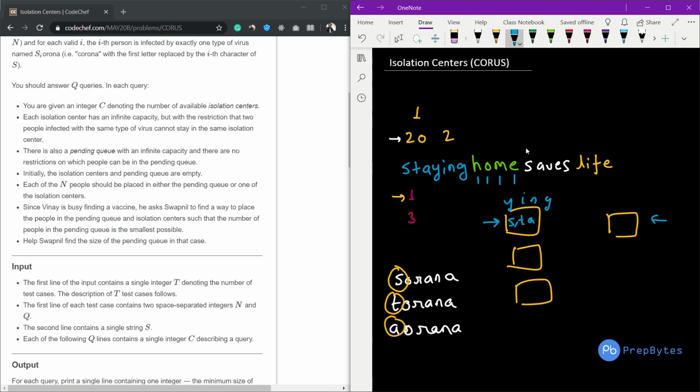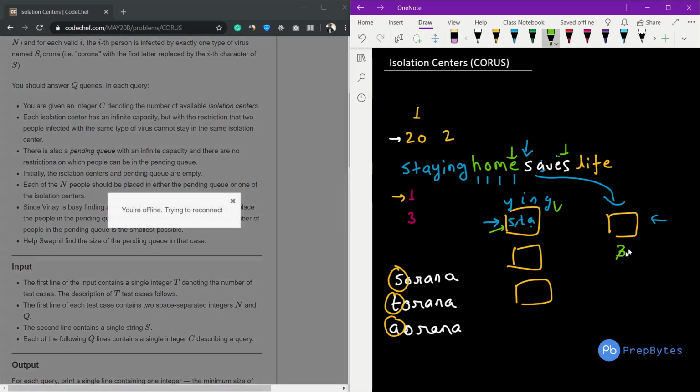Now when a person comes again with a Sorona virus, that is S, and we have just a single isolation center, we cannot put this person in another isolation center, so we have to move it into the pending queue. So now S will be moved to the pending queue. A is also already present in the isolation center, so A will also be moved to the pending queue. Then V is not, so it will be moved to this isolation center. Then E is already present before here, so E will be moved to the pending queue. So there are 3 persons in the pending queue right now. Then S is already present here, so S will be moved to the pending queue. So there are 4 persons.